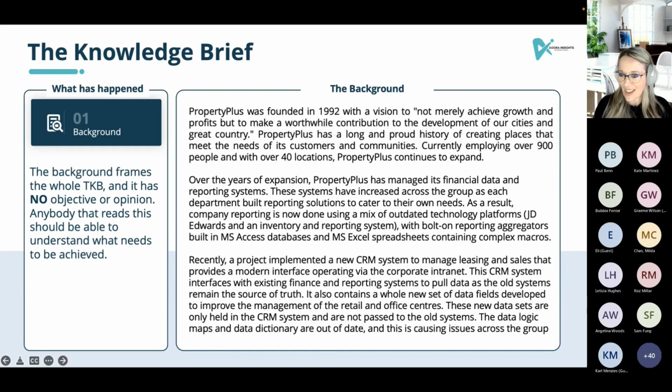And then recently the project implemented a new CRM system to manage leasing and sales that provides a modern interface operating via the corporate intranet. The CRM system interfaces with existing finance and reporting. It also contains a whole new set of data fields developed to improve the management of the retail and the office centers.